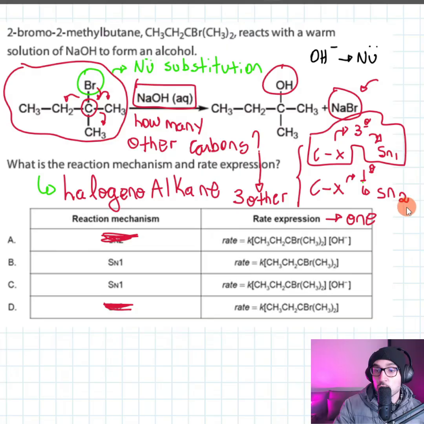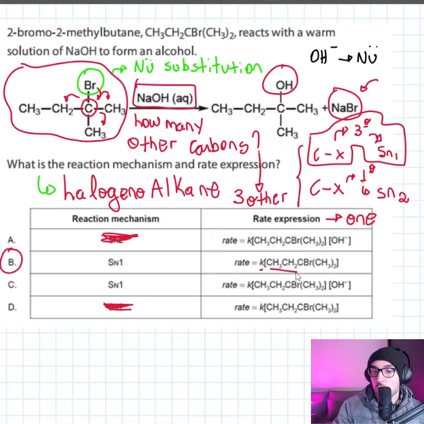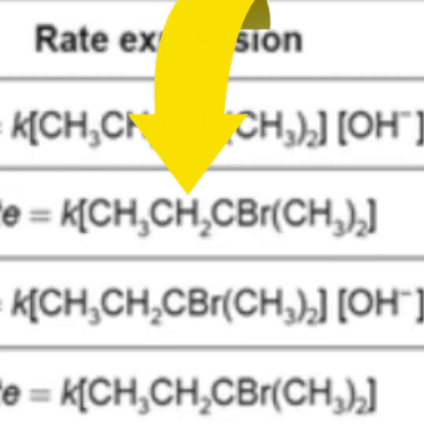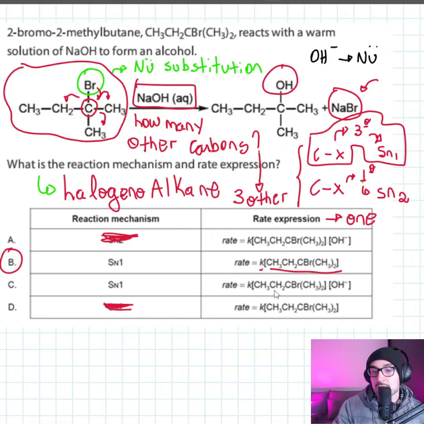In SN2, bimolecular, it will depend both on the concentration of your halogenoalkane and of the solution that will produce your nucleophile, in this case NaOH. Since it is unimolecular, the answer will be B, because the rate expression only contains k and the concentration of your halogenoalkane. This expression in C would be the correct answer if it was an SN2 mechanism. So the answer for this question is alternative B.